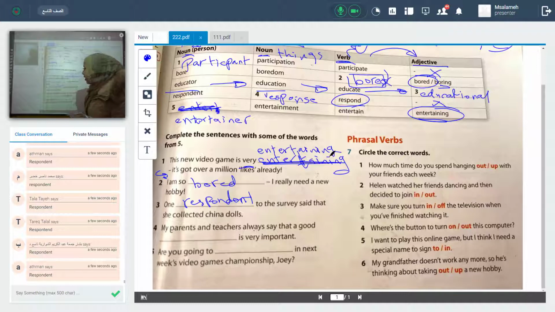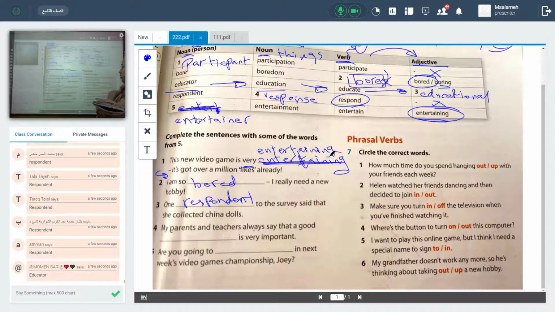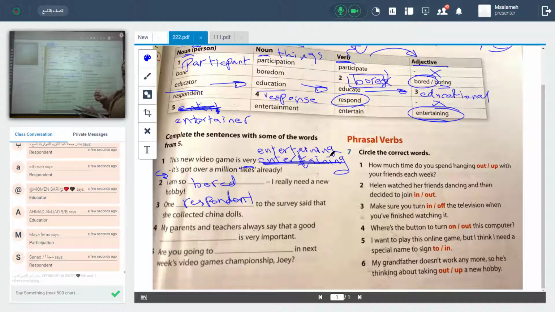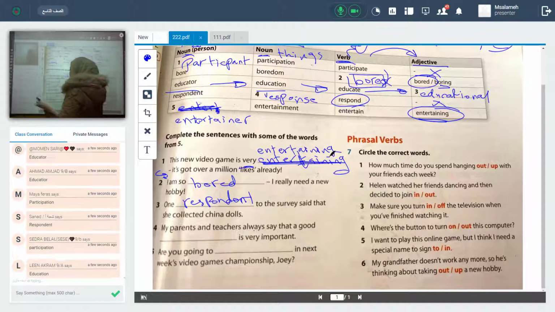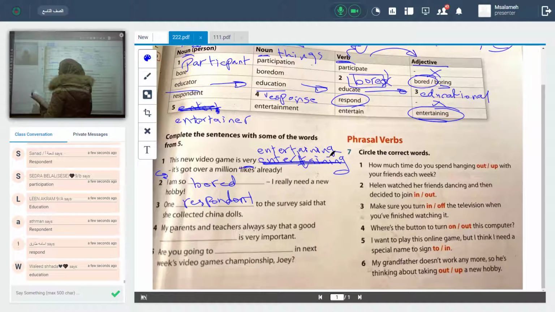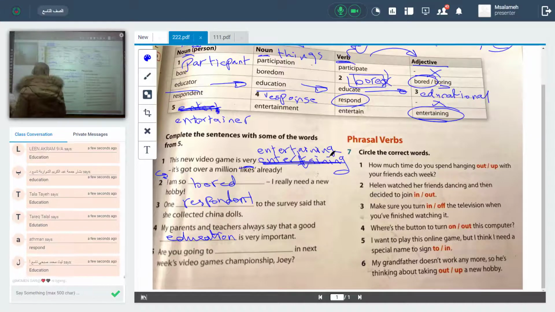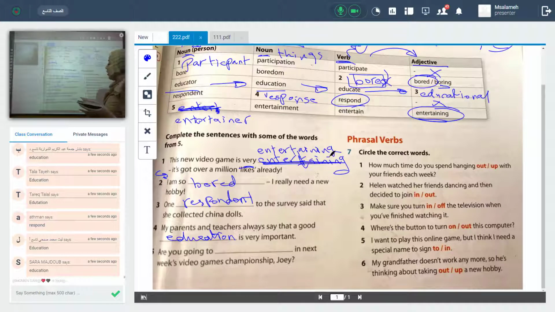Excellent, miss. Bravo عليكم. Now number 4: My parents and teacher always say that a good is very important. Issue of excellent education. Bravo عليكم. Education is very important. Now number 5.